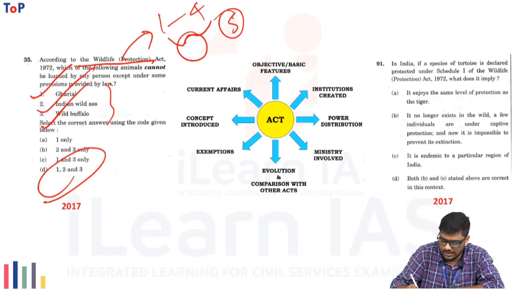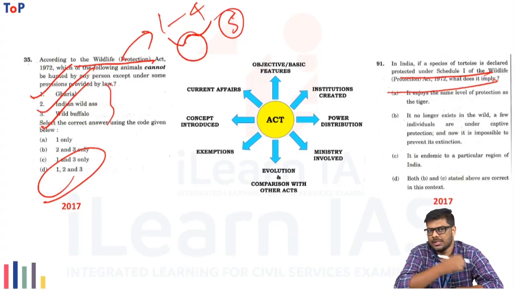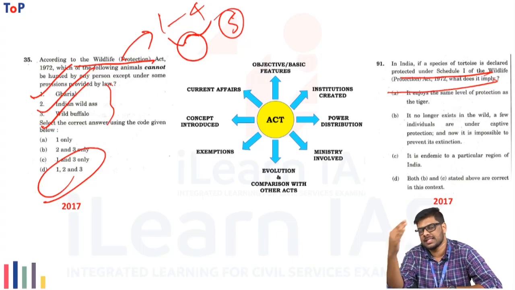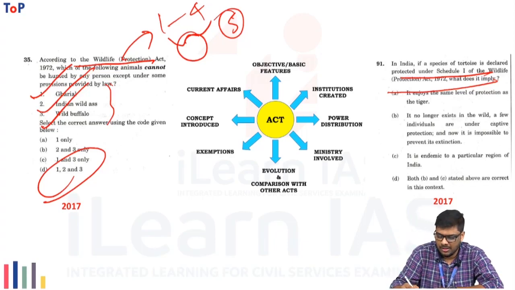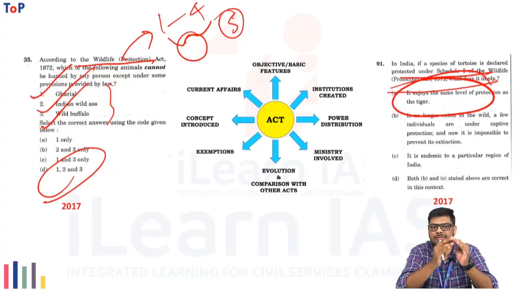Okay, and what about this one? This is a concept based one. If a tortoise is put in Schedule 1 of WPA 1972, what does it imply? It implies that Schedule 1 means the highest level of protection, which means it will enjoy the same level of protection as a tiger, no matter whether it is a turtle or a tiger. If it is in Schedule 1, it will get the highest level of protection. Getting it? So these questions are basically from this single framework.